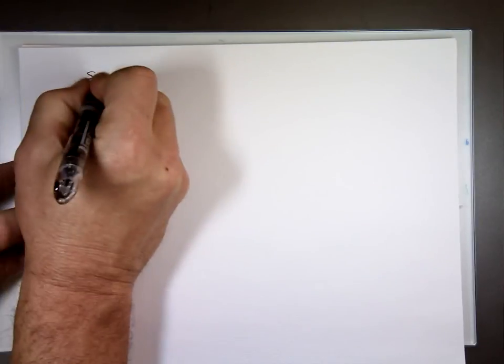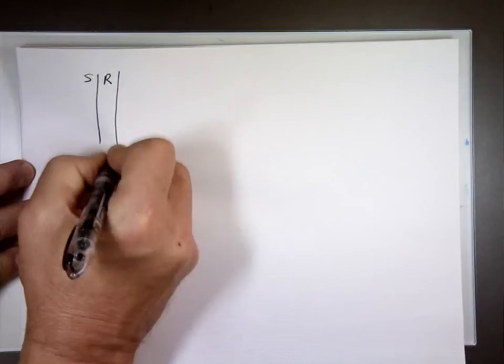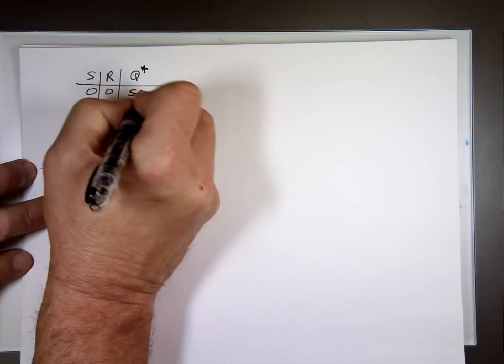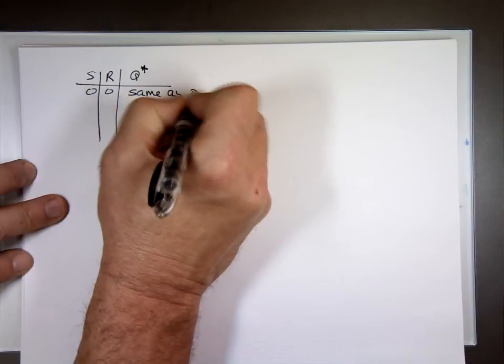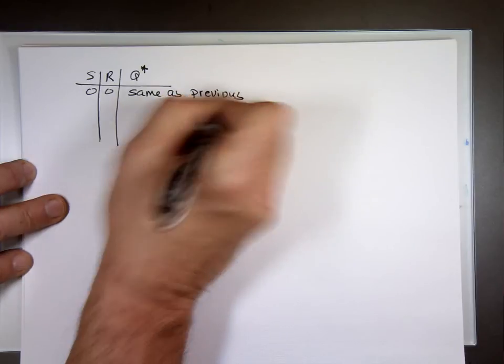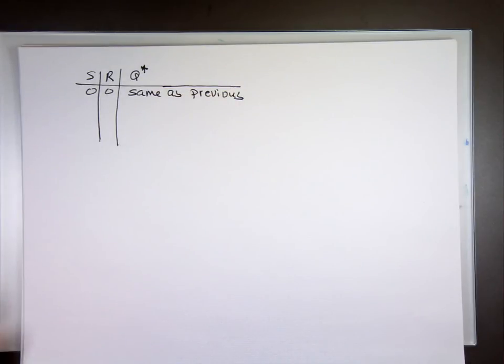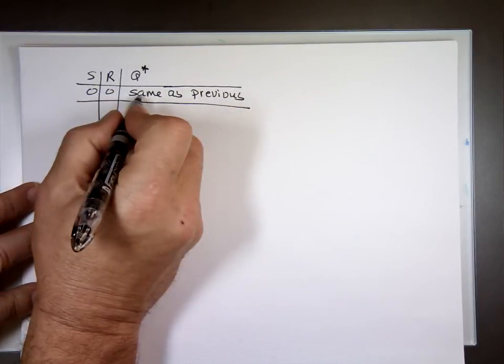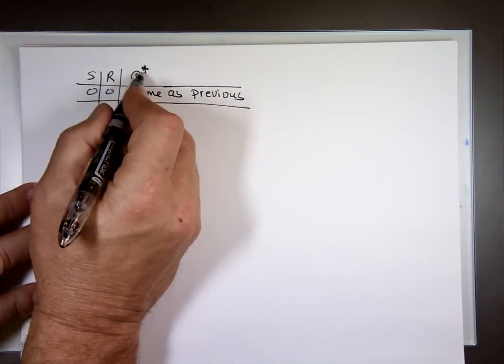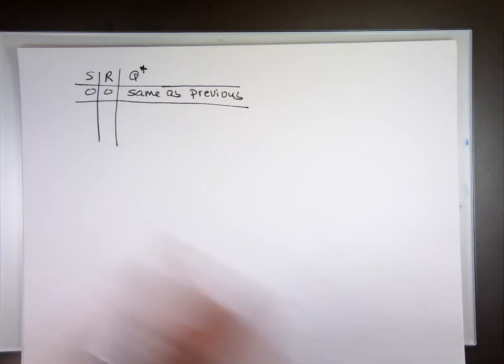So let's look at the SR flip-flop. Q next. 0, 0 stay the same, same as the previous, same as current, whatever it used to be. If S and R are 0, 0, Q next will be the same, whatever it used to be, no change. If it's 0, 1, that's a reset.